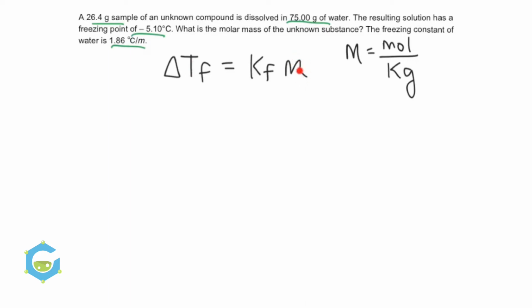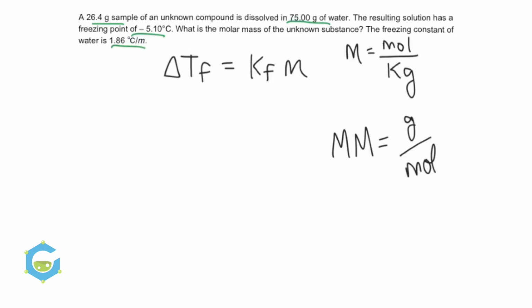If I get the molality, remember that that's moles per kilogram, I can multiply the molality by the kilograms of water. I can convert grams into kilograms by dividing by 1,000, and I'll end up with the moles of the unknown substance. The reason I want the moles is because molar mass is in units of grams per mole. Since I already know the grams, once I have the moles, I can take the grams and divide it by the moles.